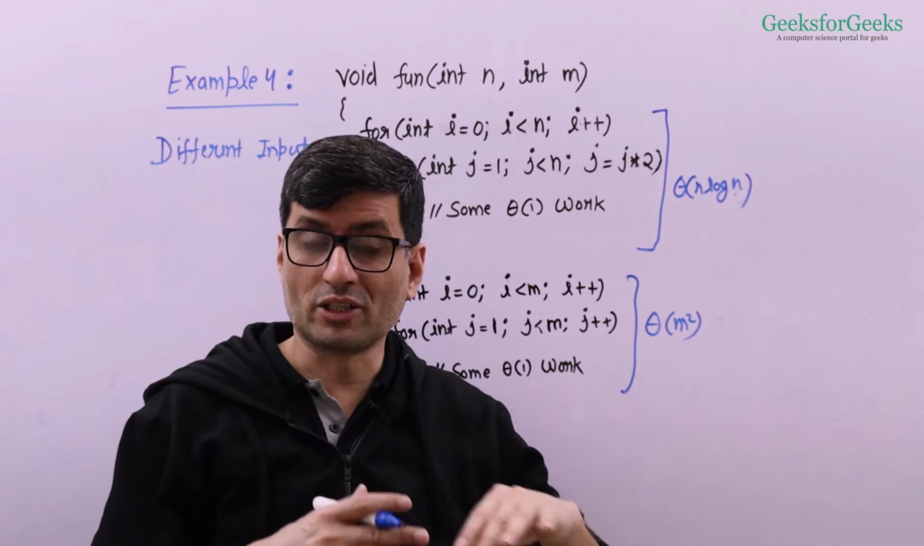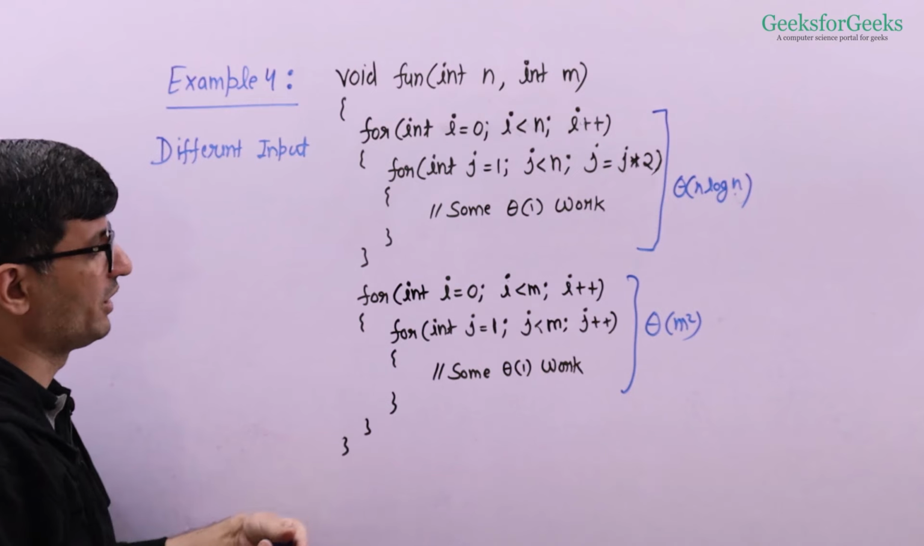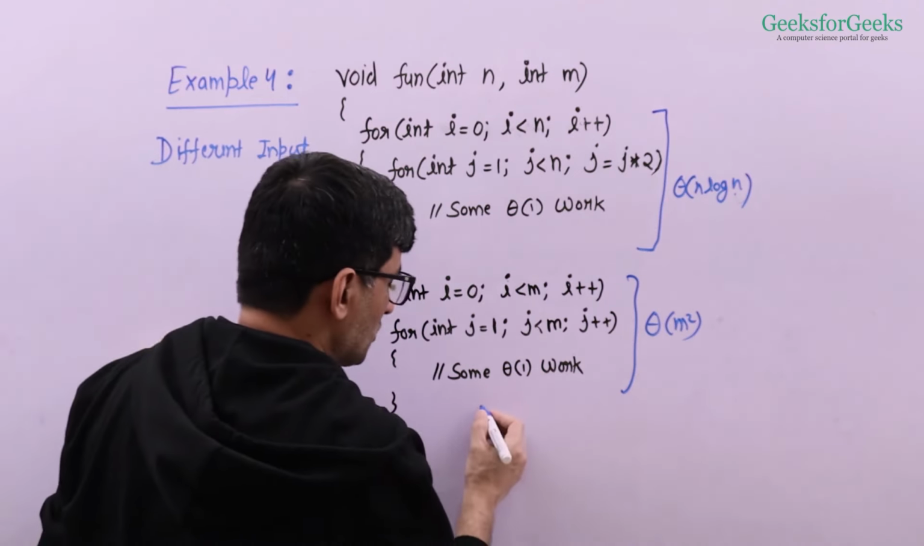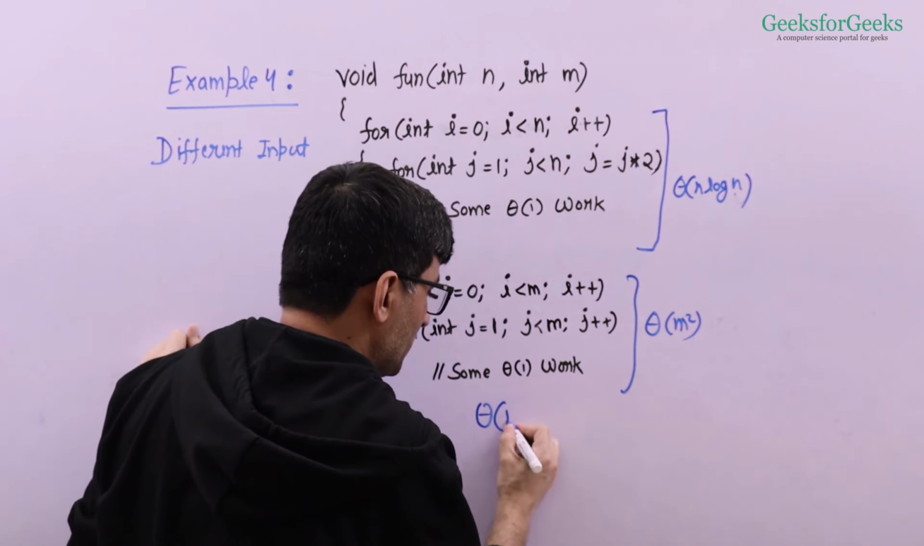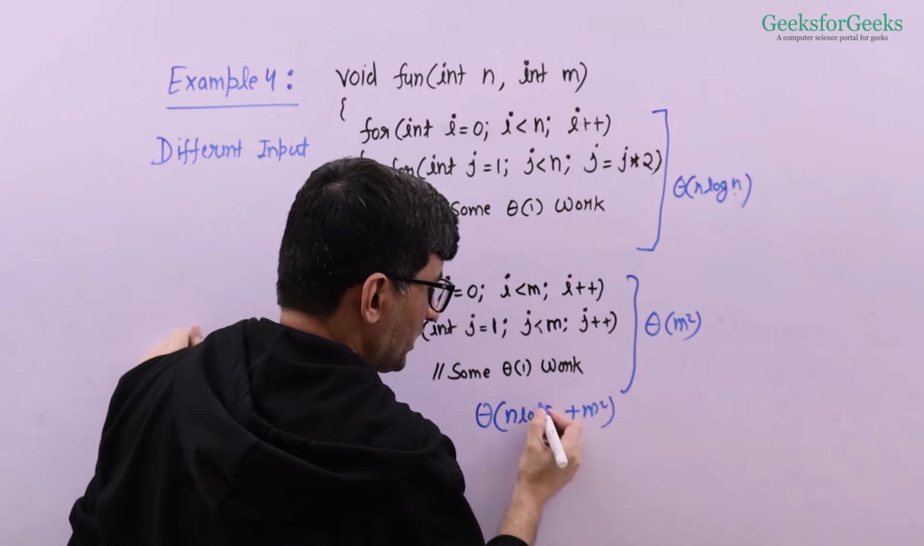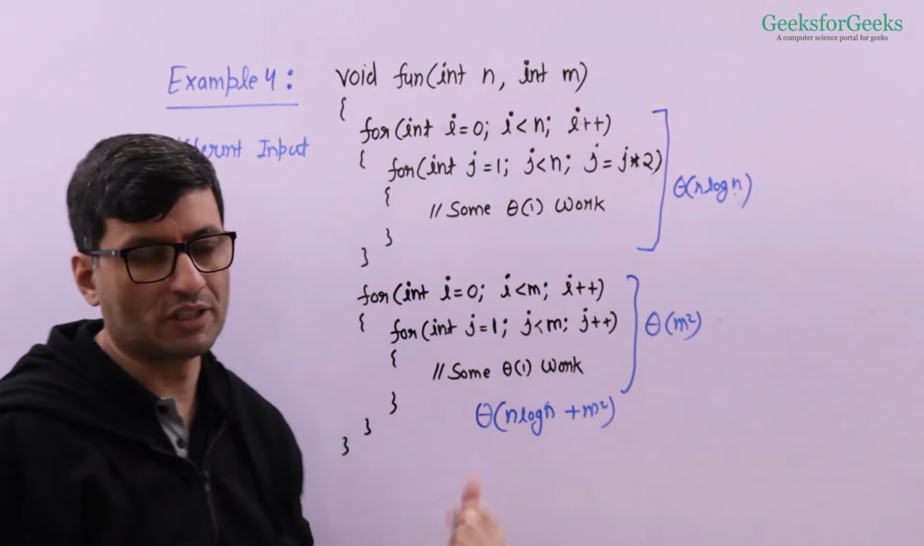So we can't ignore n log n and just consider m square because they are different inputs. M might be a very small value, n might be a very large value. So we say overall time complexity is theta of n log n plus m square. We can take these terms inside theta notation and write this as the time complexity of this function.